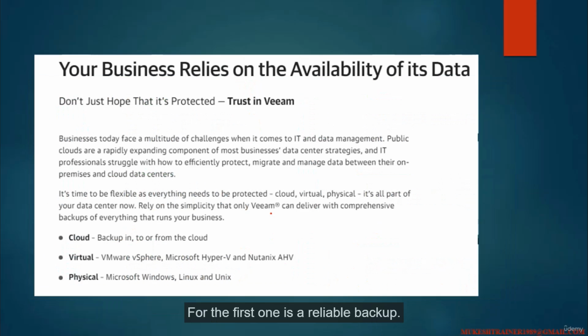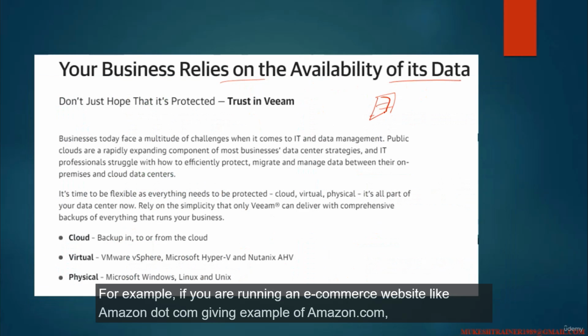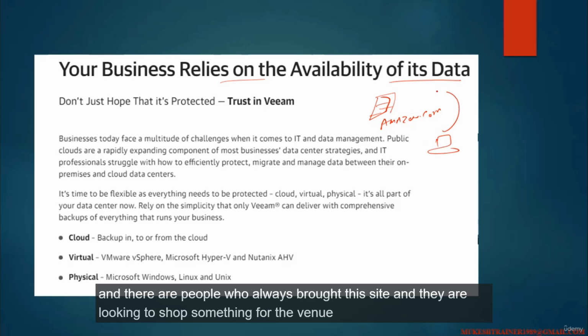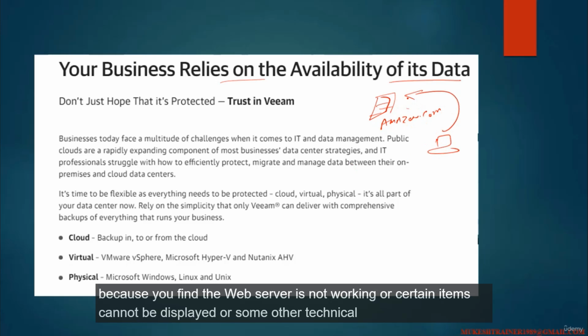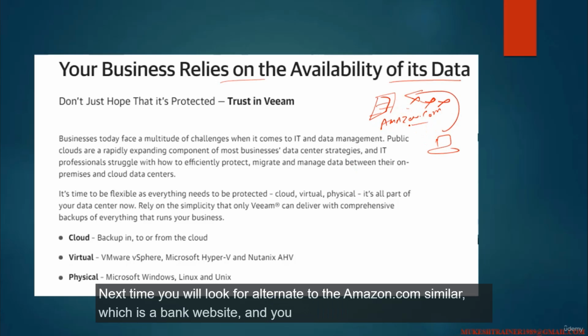So the first one is reliable backup. Your business relies on the availability of its data. For example, if you are running an e-commerce website like Amazon. I'm giving an example, okay, Amazon.com. And there are people who always browse this website and they're looking to shop for something. But when you browse, you find the web server is not working or certain items cannot be displayed or some other technical issues. Next time, you will look for an alternative to Amazon.com.